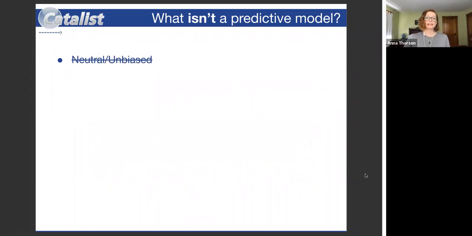So the last thing, and again, this is the most important part of this presentation. This is what I want everybody to walk away from this knowing. And this isn't just about predictive models in the Democratic, progressive space. This isn't just about individual level predictive models. This is about every piece of data, statistic, model you will ever encounter. It is not neutral and it is not unbiased.